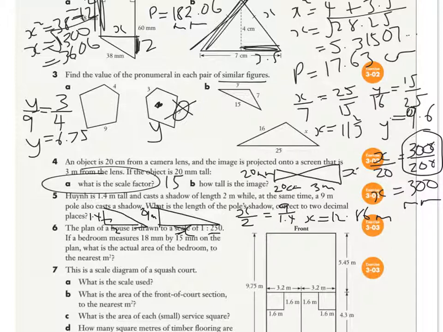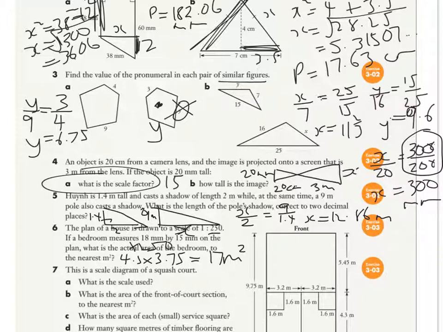Now, the bedroom, the plan of a house is drawn to a scale of 1 to 250. That means 250 times bigger. So if the bedroom is 18 mils by 15 mil, what's the actual? So we're going to times both by 250. And we get 4.5 meters and 3.75 meters. And when we do the area, length times breadth, we get 17 meters squared.